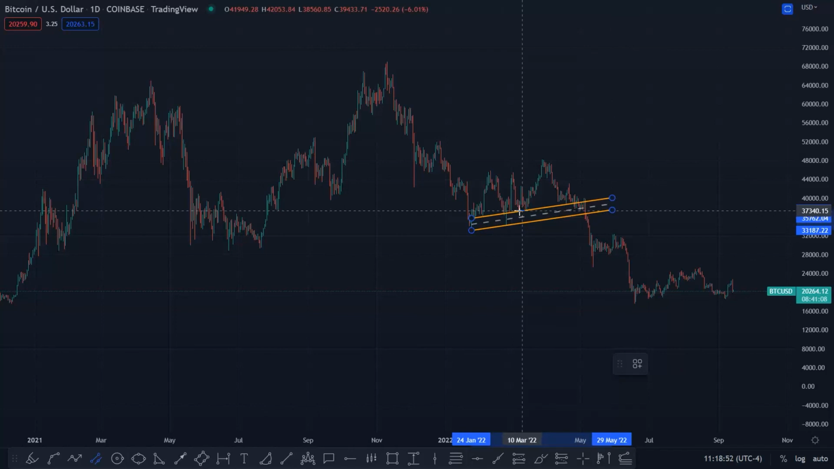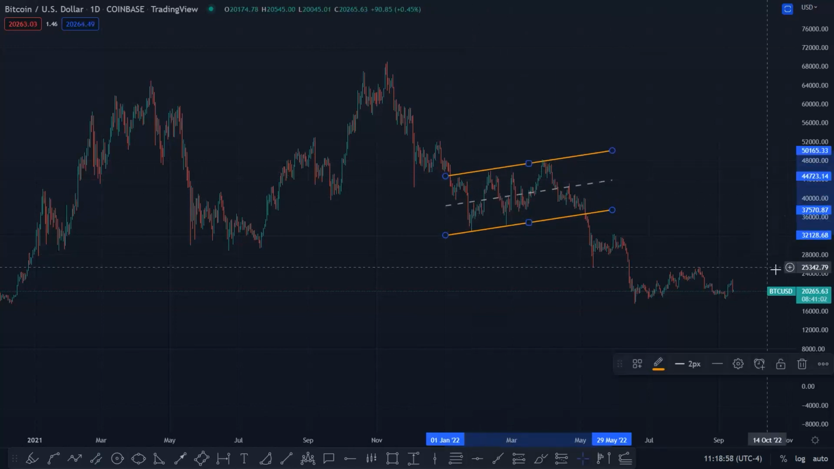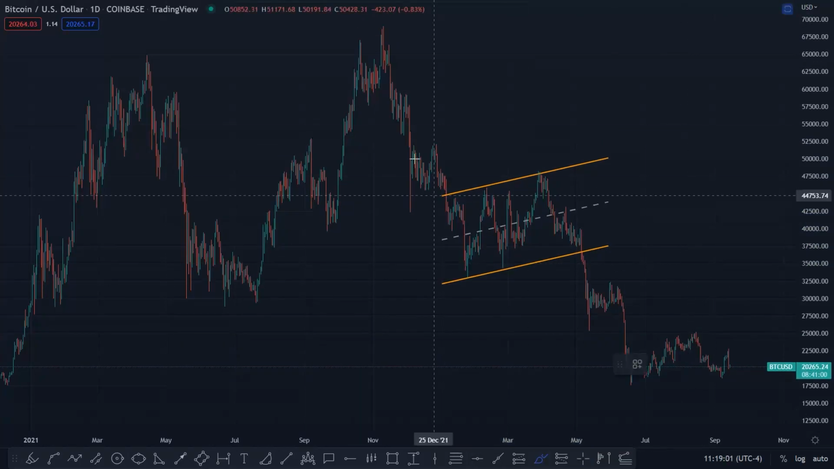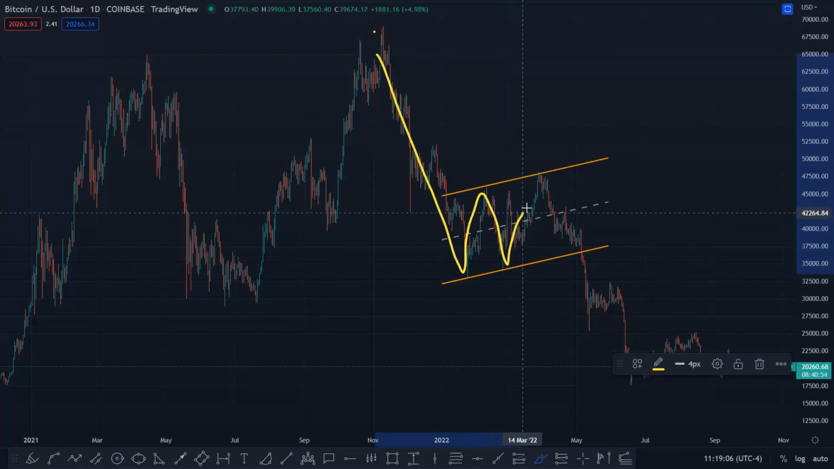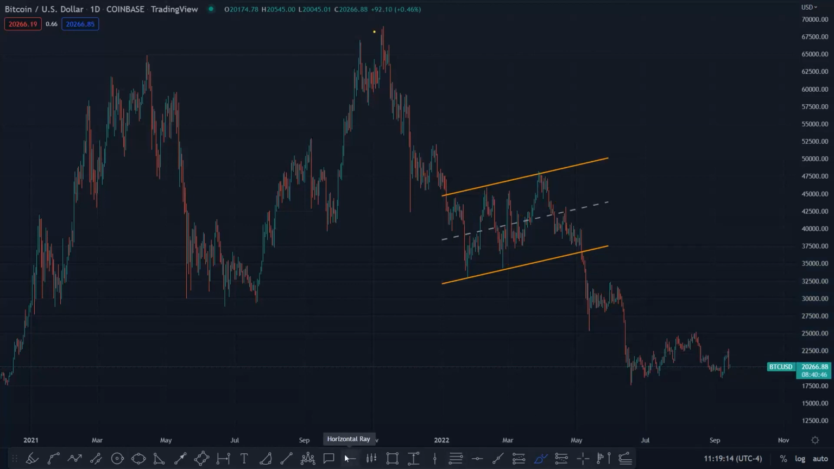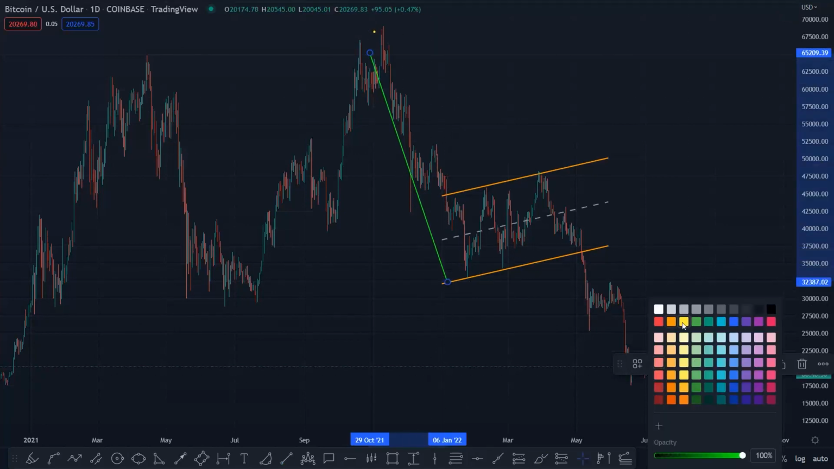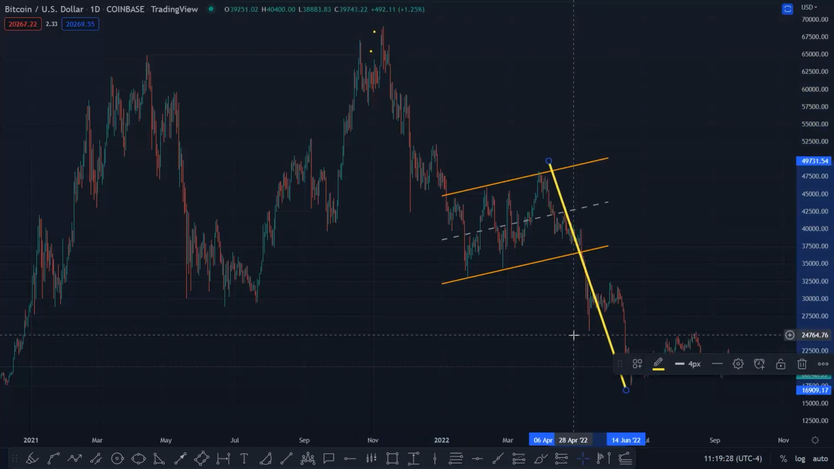As you can see, if I connect these two lows, you can find your flag like this. As you can see, the price moves down from here. We touch the flag, like this. The moment that price breaks down, it goes down like this. And as you can see, this distance from here to here, let me increase the thickness, this distance is equal to this distance. Approximately equal to this distance.